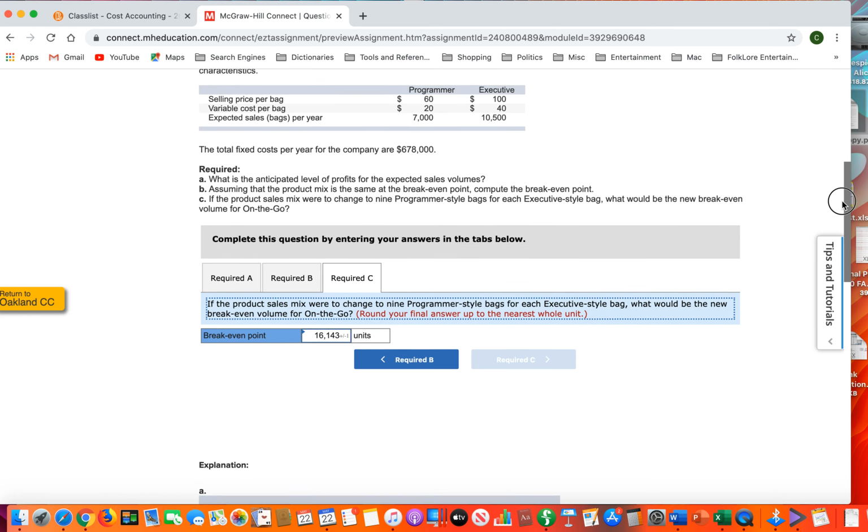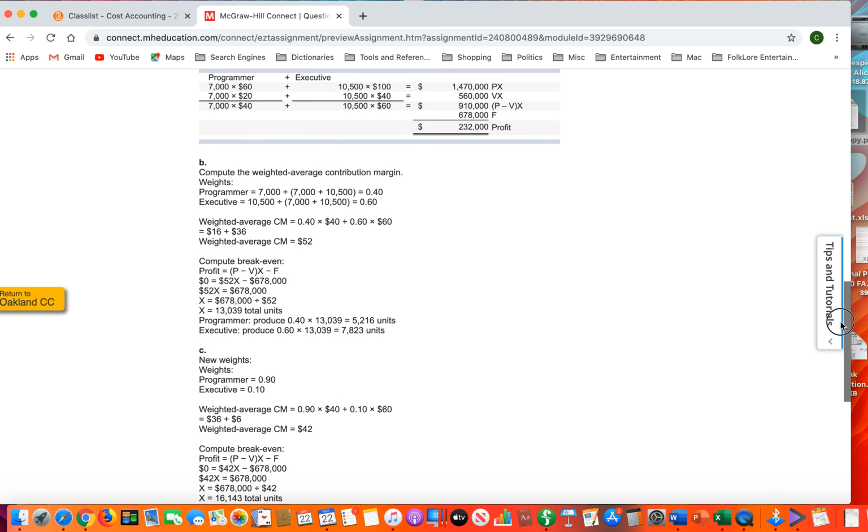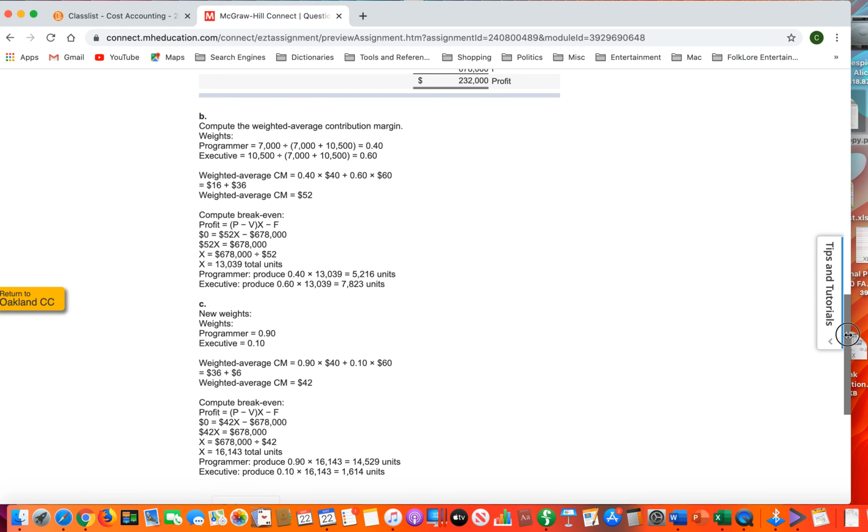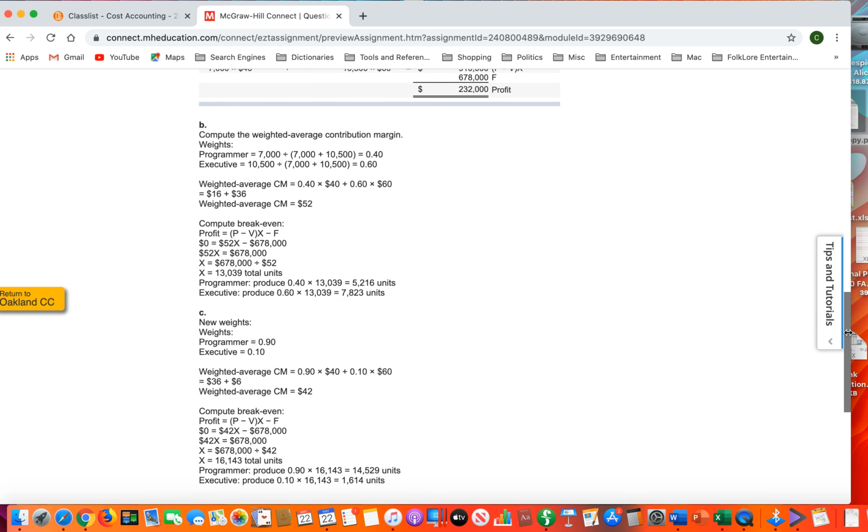Okay. And then this is how they did it. And then you split the 90-10 again to get the individual units per bag. Okay. Alrighty.